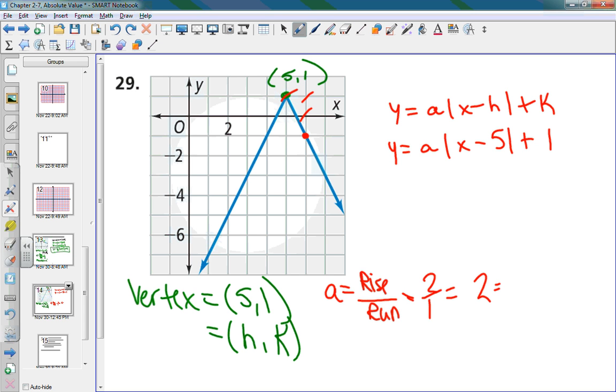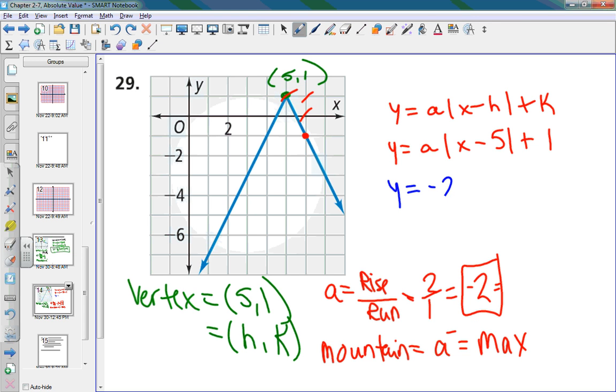Correct? Now, what's the next question I ask myself? Is it a mountain or a valley? It's a mountain. Why do I want to know if it's a mountain or a valley? Because that will mean your rise over run is negative. That would mean that your A value, which is your slope, has to be negative because this thing has to have a maximum value. Then that means it's going to be reflected. If A is negative, we have a reflected value. Do we understand that? That means I have for my final answer Y is equal to negative 2, absolute value of X minus 5, plus 1.